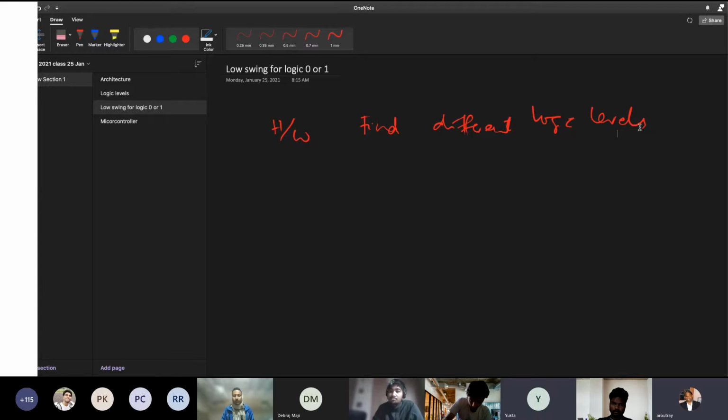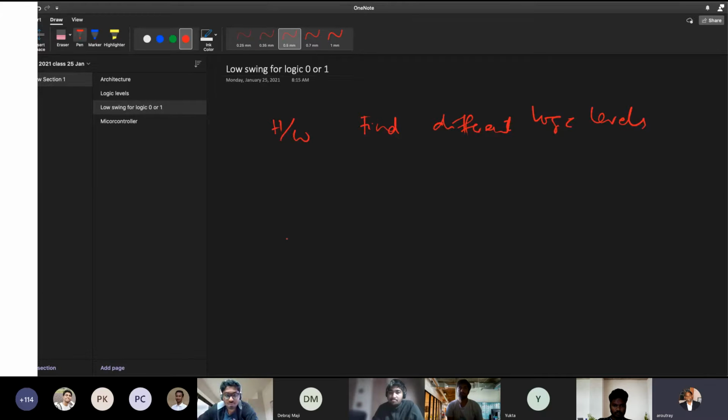Hardik, what do you think, what disadvantage does low swing have? Think about it and answer. It will lead to a decrease in the channel length. Yes, why would the channel length reduce if there is a low swing for 0 to 1? 0 to 1 is not 0 to 5 volts, but 2 to 3 volts.